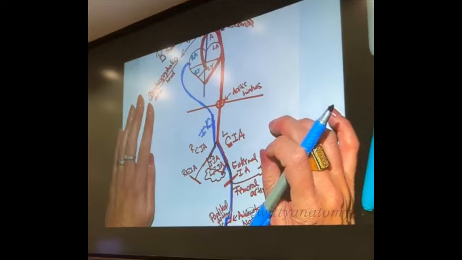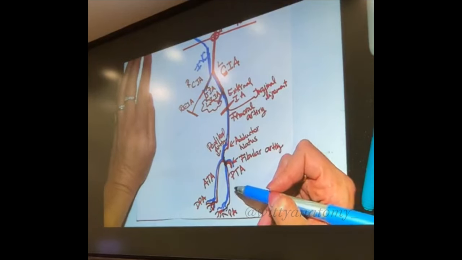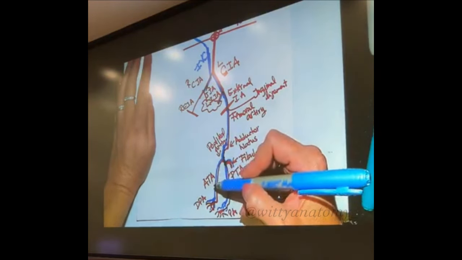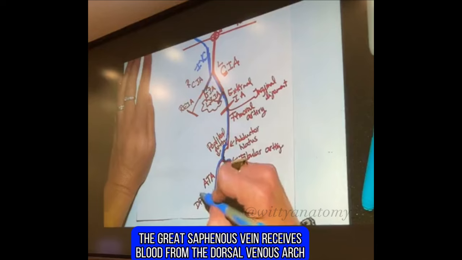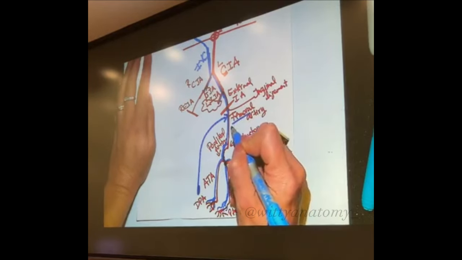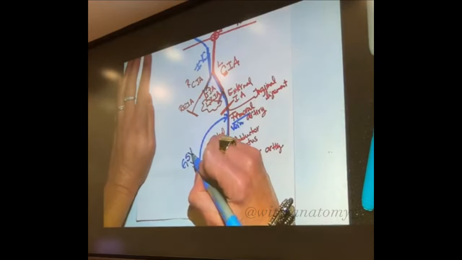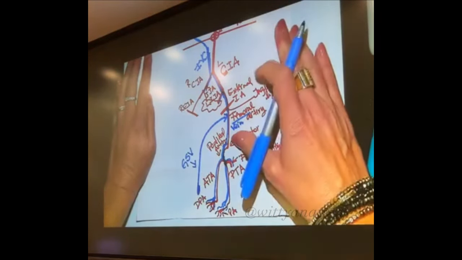Are we good? Now, besides these deep veins, we have superficial veins. And what we see is that we have the longest superficial vein in our body, in our lower limb. And that vein is the great saphenous. The great saphenous vein runs from the ankle all the way to the groin and dumps the blood into the femoral vein. So this longest vein is the great saphenous vein, which is very superficial. Are we good with the lower limb?